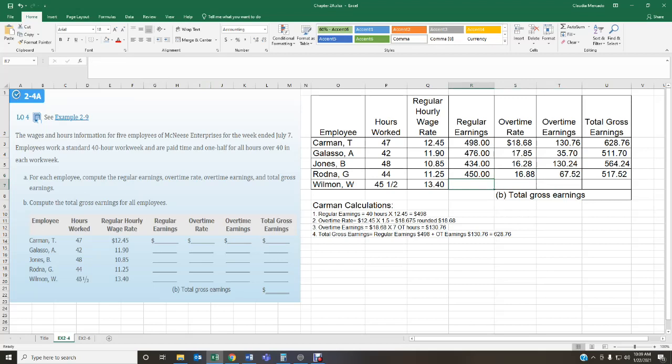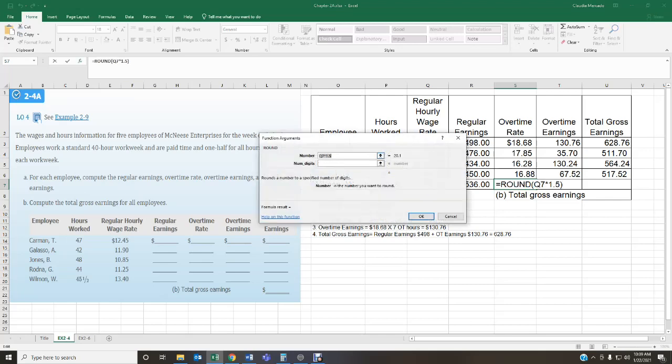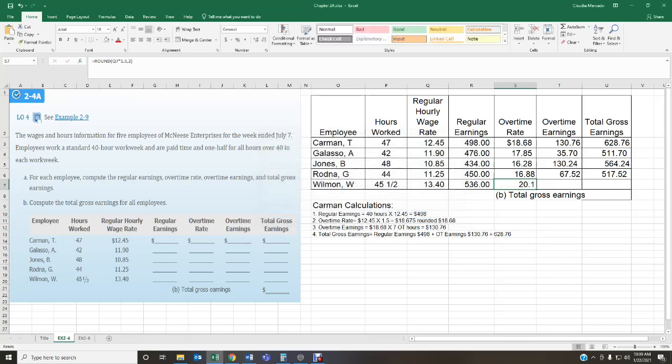Okay, so the regular earnings for Willman, it's going to be the 13.40 times 40 hours. Your overtime rate, I'm going to do equals, and I'm going to do the round. And I'm going to do the 13.40 times the 1.5. And then I'm going to click over here on the formula bar, and I'm going to say, well, I want you to round it to 2 decimals. And then it'll round it for you.